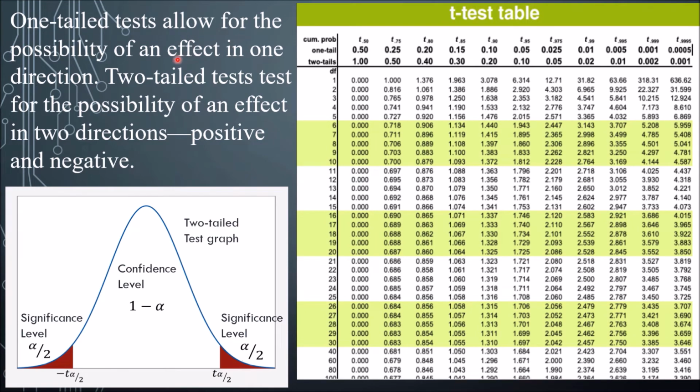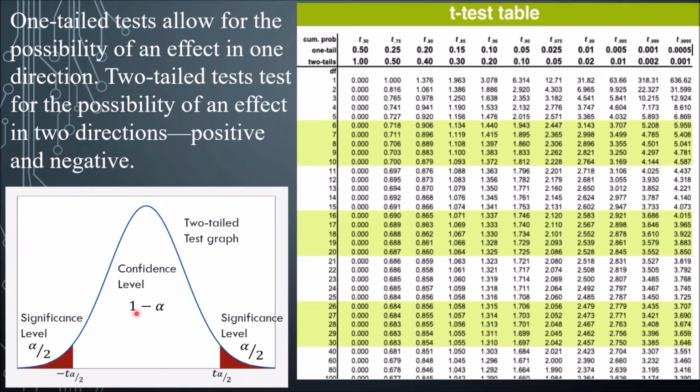One-tailed tests allow for the possibility of an effect in one direction only, so either right tail or left tail. Now two-tailed tests test for the possibility of an effect in two directions, positive and negative. So this is an example of a two-tailed test graph. Two-tailed means that if alpha is given, we need to divide that by 2. Let's say, for example, alpha is 1, we divide that by 2, such that this one is 0.5 and the other one is 0.5 as well, because we are focusing on two tails, the left tail and the right tail.